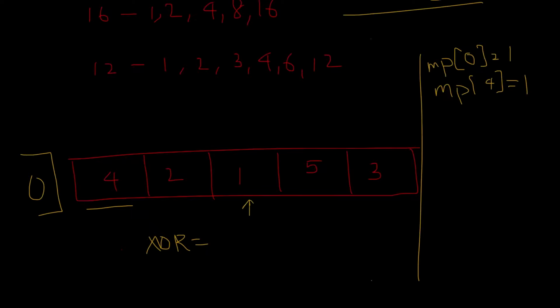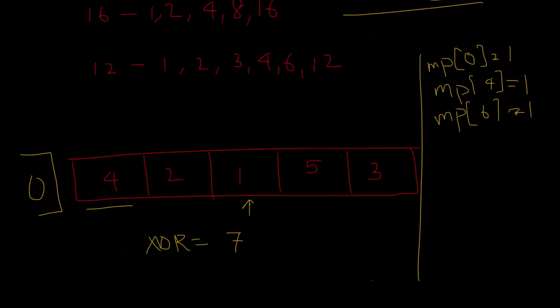If we're at this point, the XOR value will be 7. So here, first of all, we'll check 7 XOR 0. Here I also have to have MP of 6 equal to 1, because we got the frequency as 1. So MP of 7 XOR 0, that is MP of 7, doesn't exist. Then 7 XOR 1 is 6. Now 6 exists, so we have to subtract 1 from our result.